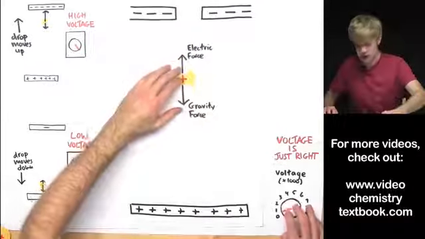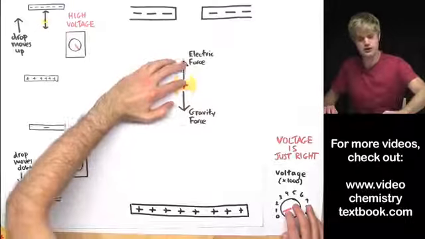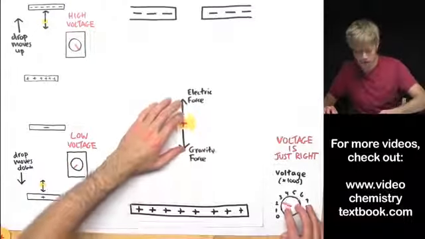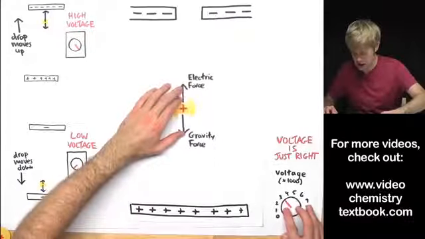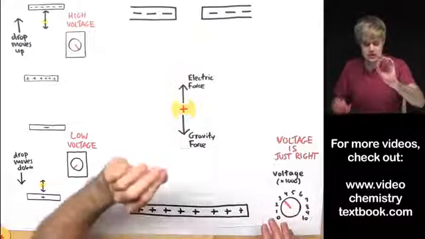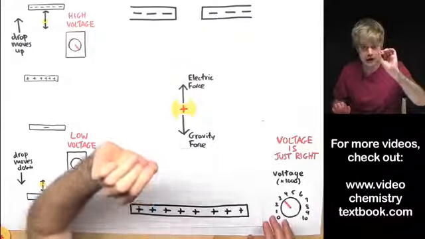If the voltage is a little too low, the electric force is going to be smaller, so then the gravity force wins and the drop moves down. But if we get the voltage just right, the drop isn't going to move up, it's not going to move down, it's just going to float in midair.